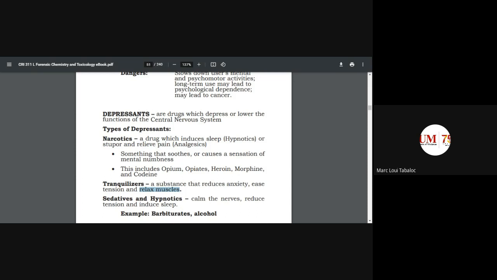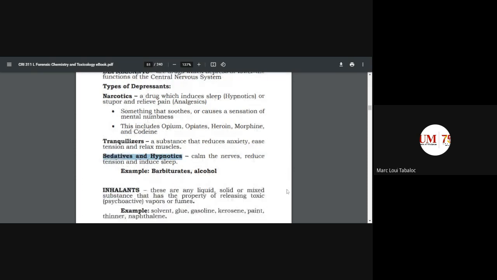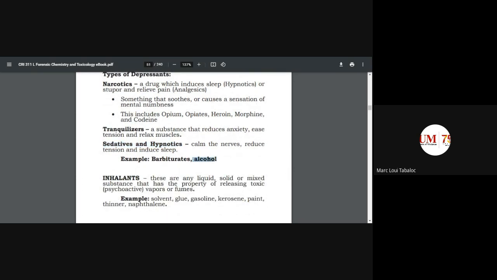All of those to release tension, or in general, itong depressants, to sedate the body and the feeling of the person. Kaya of course, kasama yung mga sedatives at hypnotics, which would calm the nerves, ease tension, would induce sleep, and of course, it would normalize blood flow. Pero there will be a point na sa sobrang sedated, hindi na makakagising yung tao. Of course, alcohol is a depressant. Oldest known depressant, first known depressant.